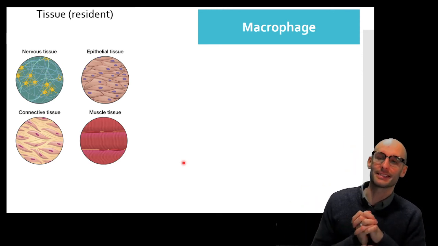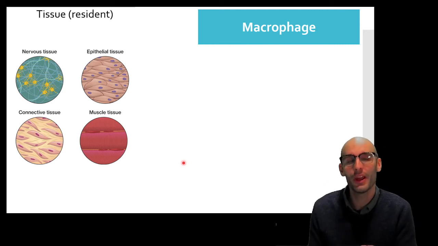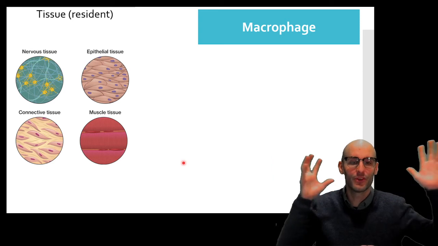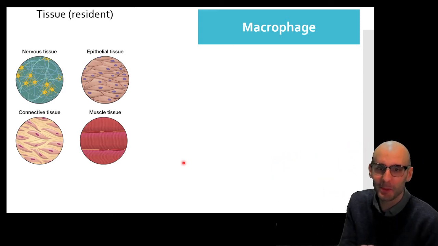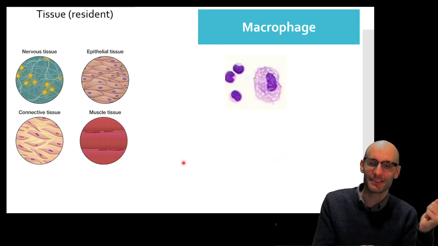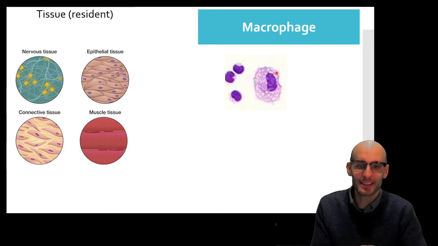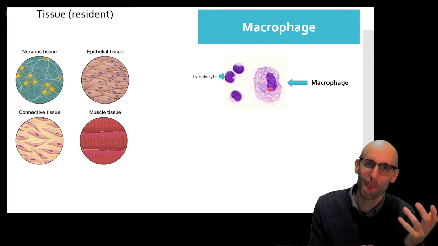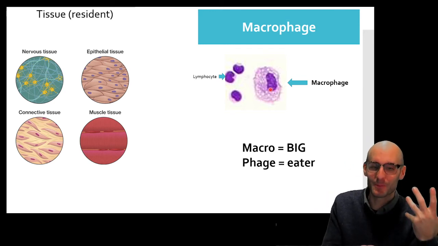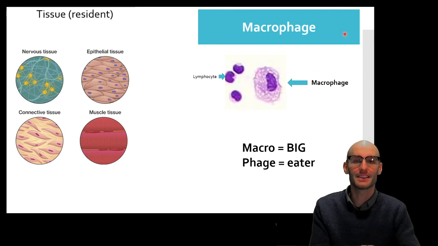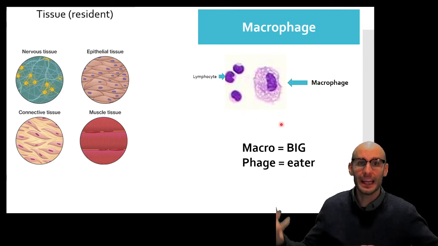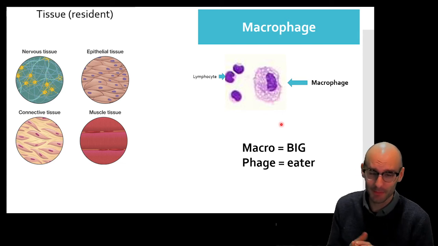So there are cells that sit in your tissue, waiting for pathogens to come into the tissue, and they're constantly surveying the extracellular environment. And one of the major ones here is a macrophage. Now it's this guy here. If we have a look, this is a lymphocyte. That's a macrophage, and you can see where the term macro comes in. So macro means big and phage means eater, and that's a macrophage there. So they are a phagocyte. They're constantly eating stuff in the extracellular environment.